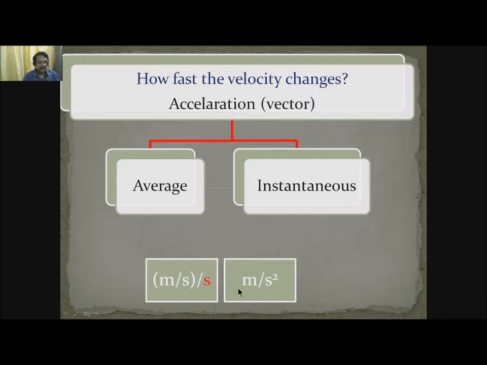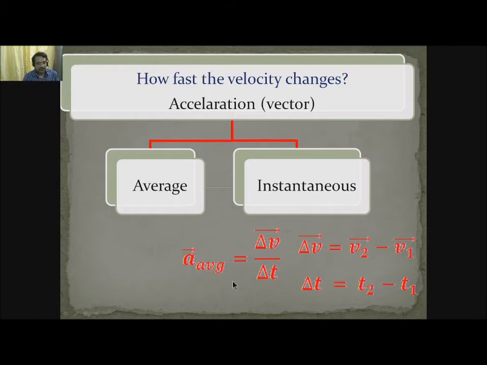What are the units of acceleration? Since it is telling about how fast the velocity is changing, velocity is meter per second, and how fast it is changing per second. So meter per second becomes meter per second square. An acceleration of 1 meter per second square would imply that the velocity will change by 1 meter per second in 1 second. And if acceleration is 0, then it implies that the velocity is not changing.